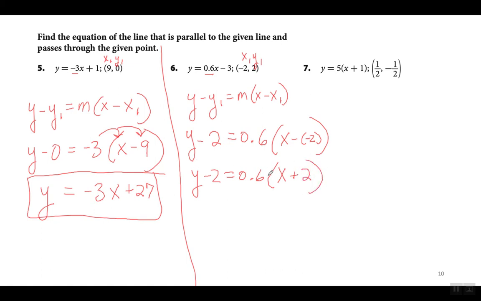Now I got to do the distributive property on the right. So y minus 2 equals 0.6 times x is 0.6x. 0.6 times 2 is going to be 1.2. Alright? 2 times 6 is 12. And you got to have that one digit after the decimal point. Okay, last step is I got to move the minus 2 to the right by adding 2 to both sides. Remember, you got to line up the decimal points, and 2 is a whole number, so the decimal point is behind the 2. So y equals 0.6x plus 3.2.